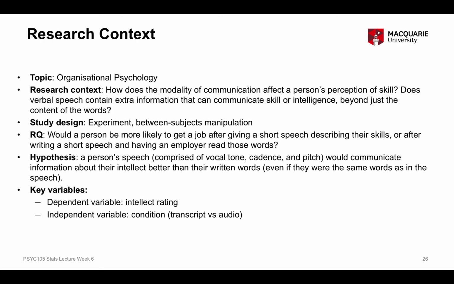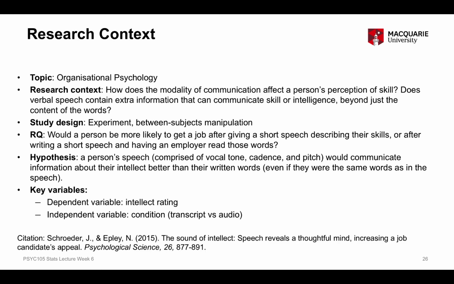Our outcome variable, our dependent variable, which is a numeric variable, which here is the rating of somebody's intellect. And our independent variable, which is our grouping variable, which has two levels or two conditions. It's a categorical variable. And in this instance, that variable is a condition, whether it's a transcript condition, just the written words that are read, versus the audio condition, the actual hearing of the speech itself. And that's the citation for the paper that we're using the data from.